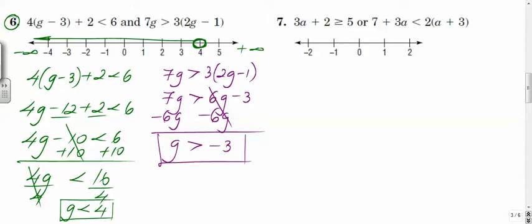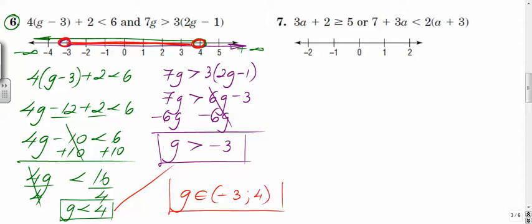Let's graph it. g greater than negative 3. Okay, empty circle all the way to positive infinity. It has to be greater than that. Your solution set will be the overlapping of the two intervals here, because your g has to be a number that's between 4 and negative 3. Or you may say g is part of the interval negative 3 to 4. Open ends, right? Make sense? You should go ahead and do number 7.